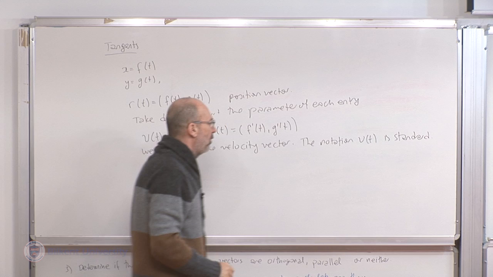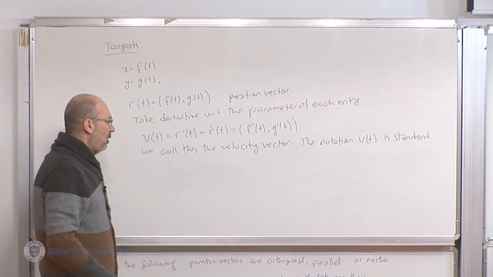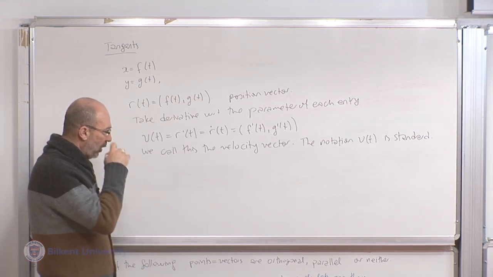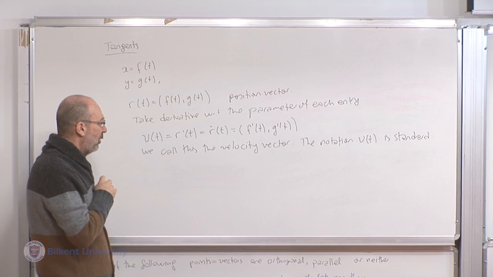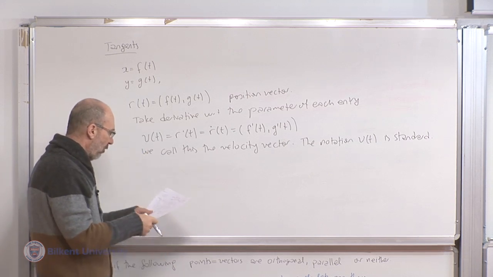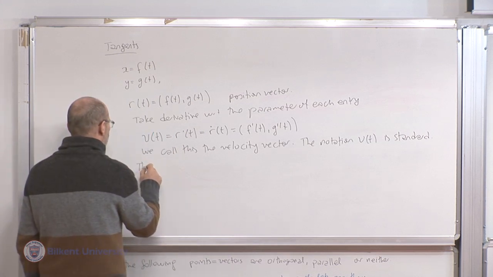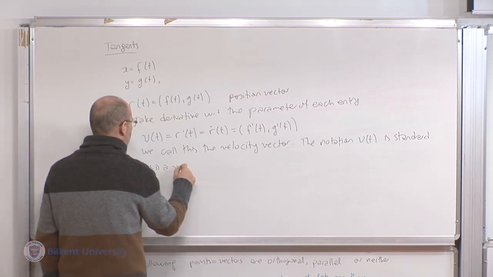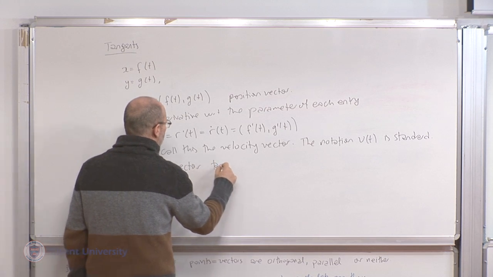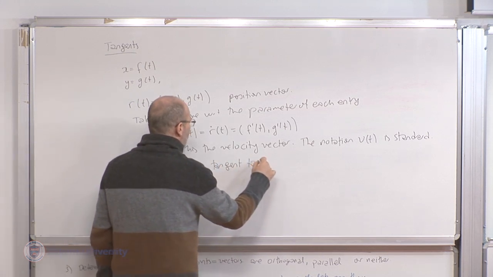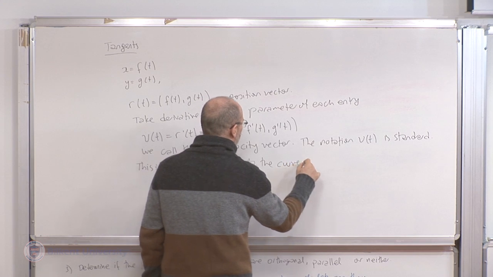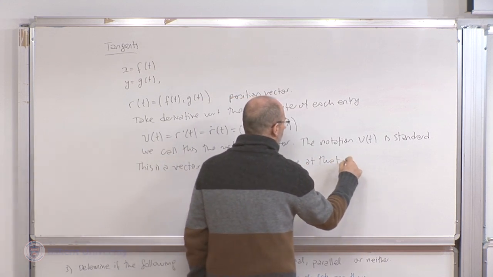When you talk about velocity, we are all expected to write v. So this is a vector tangent to the curve at that point.